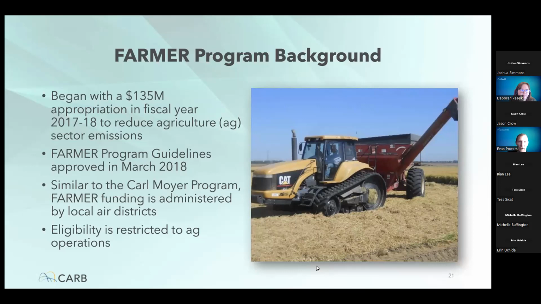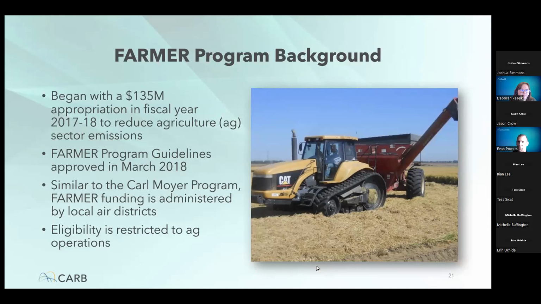So in fiscal year 2017-2018, the California State Legislature appropriated $135 million to CARB to essentially reduce ag sector emissions. Subsequently, CARB staff developed the Funding Agricultural Replacement Measures for Emission Reductions, or FARMER Program for short. And the guidelines for FARMER were subsequently approved in March of 2018.